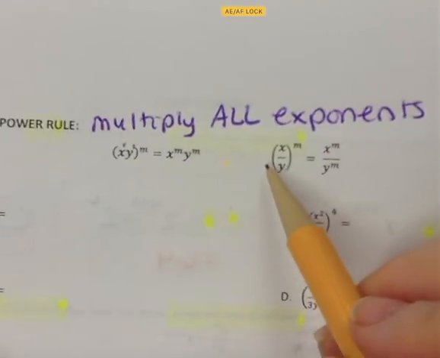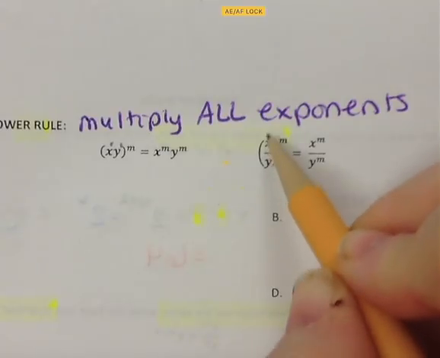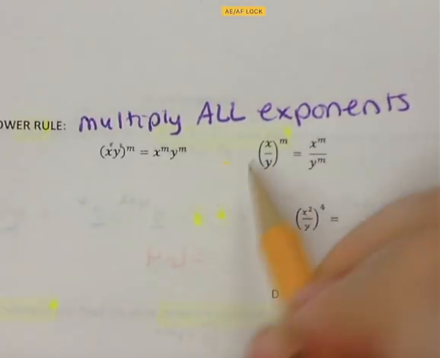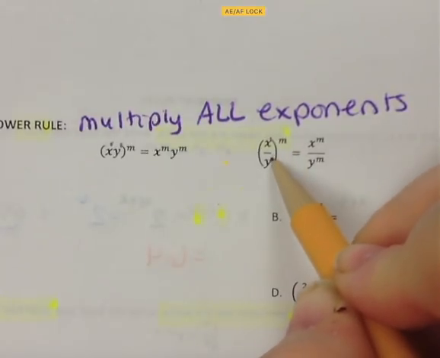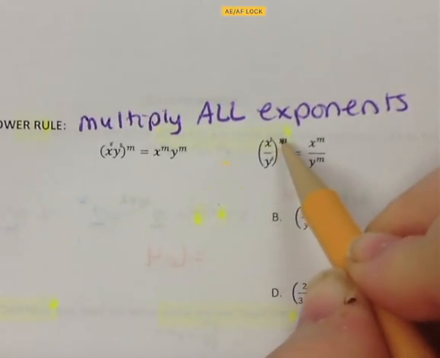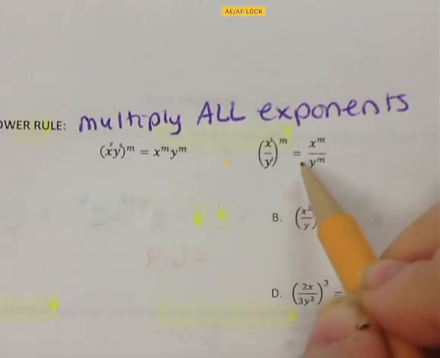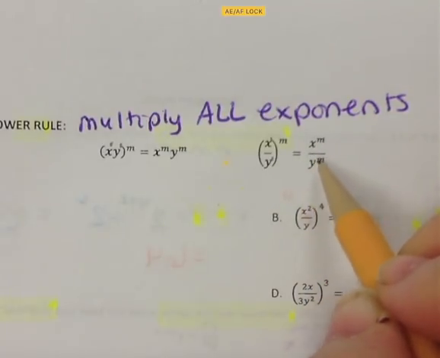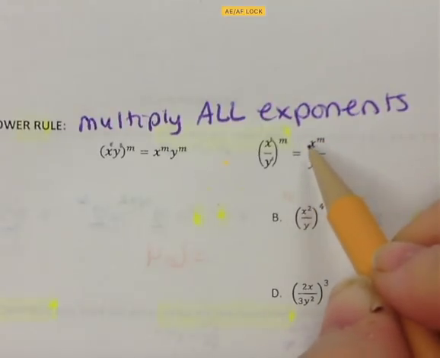The same thing will happen over here when we're dividing. Because x and y are different bases, these cannot subtract. The exponents can't subtract. But the x is raised to the first power and the y is raised to the first power. Even though it's division, we still have to make sure we multiply the outside exponent to each exponent in the problem. So it becomes x to the m divided by y to the m. This cannot simplify further, again, because x and y, the bases, are not the same.